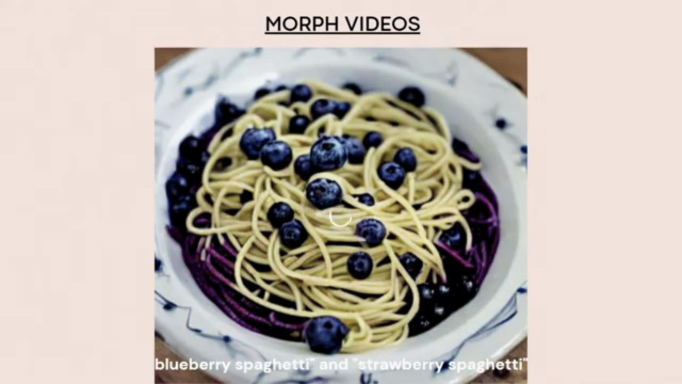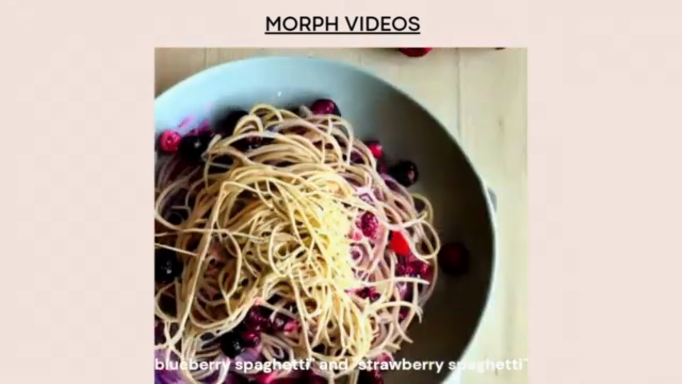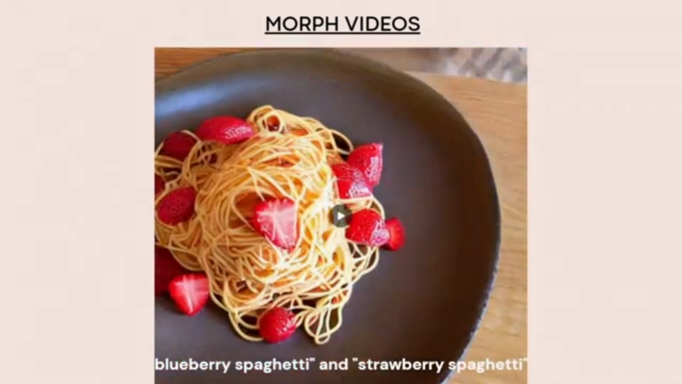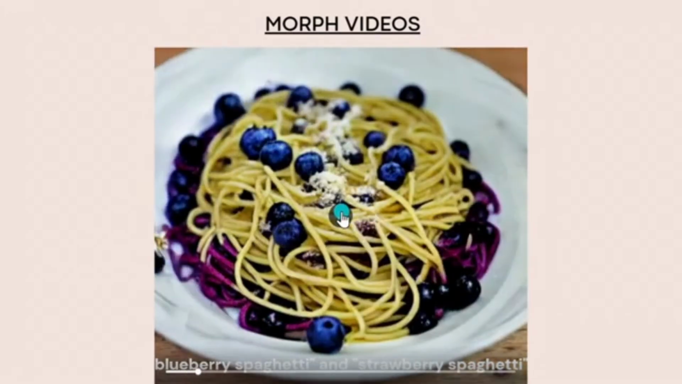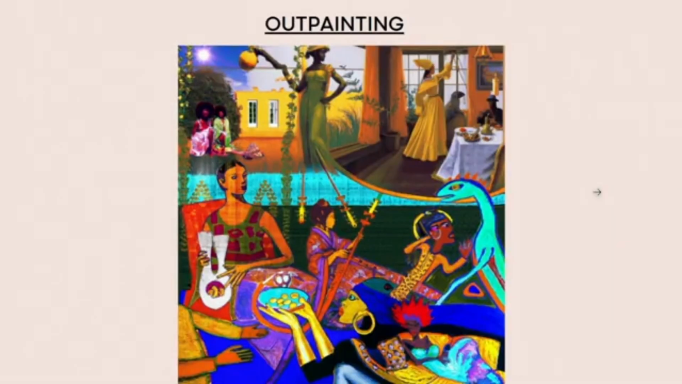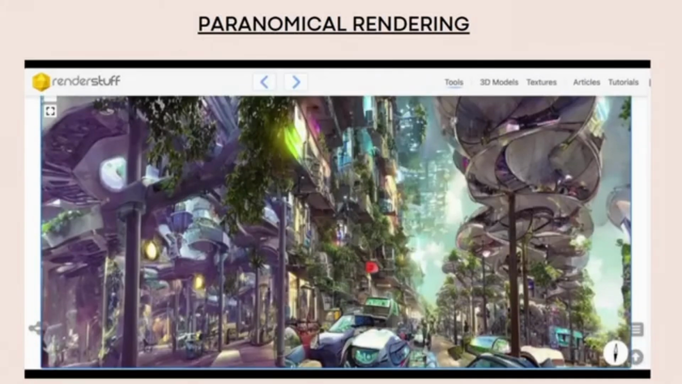Now some of the cool things that you can do. You see there's a morphing happening between a blueberry spaghetti and a strawberry spaghetti. It's crazy. If you want me to play it again, yeah. And not just that, outpainting. So one of the features that Dall-E has is that you generate one image, then you generate another image, then another, then you stitch them together in a way, you edit them, and this is how it looks. It looks amazing, proper art. Then panoramic rendering. Generate your own cities.